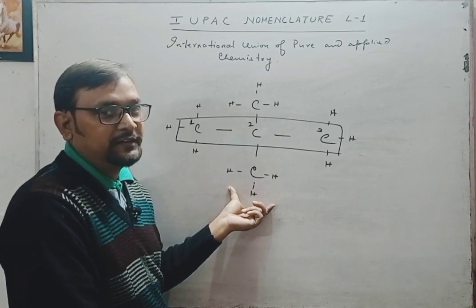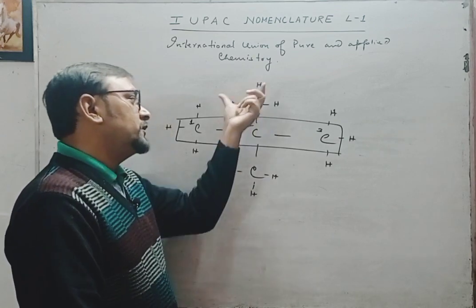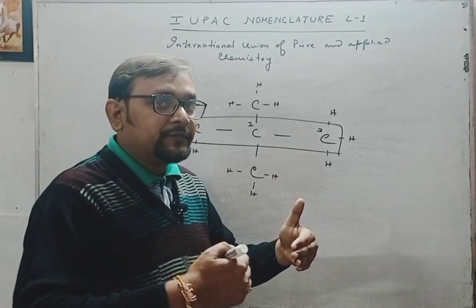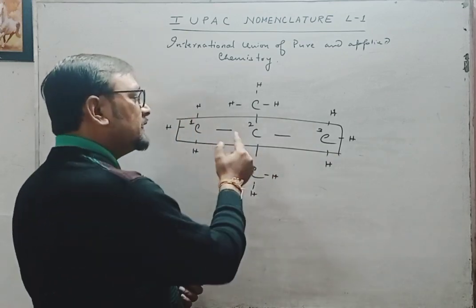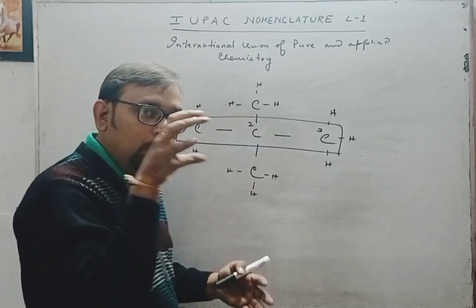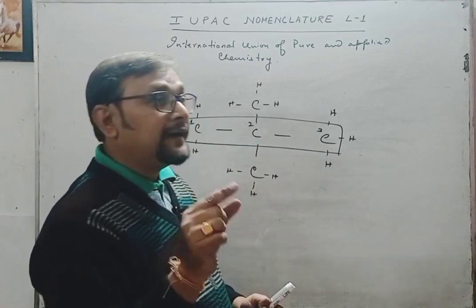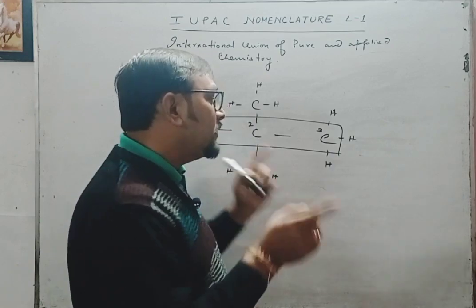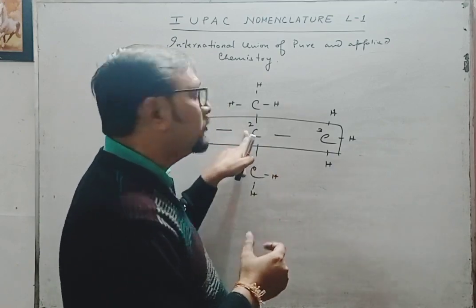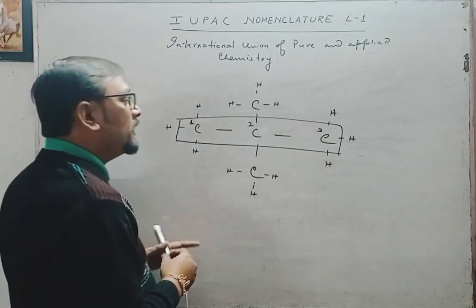2 substituents are there, isn't it? But these 2 substituents are attached to the same carbon atom. Yes, they are attached to the same carbon atom. That means their locants are common, but their identities are different. Yes, when you write the name, you have to mention this locant twice. You will see how we are doing it.